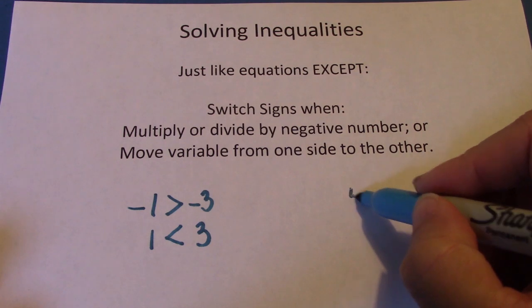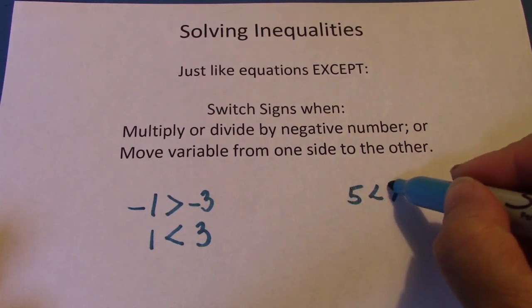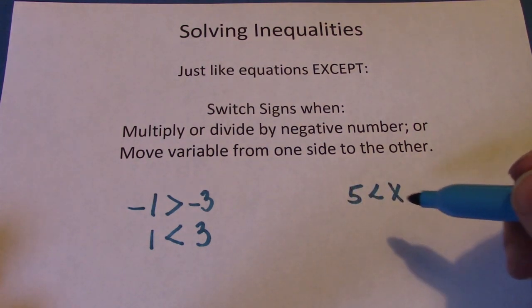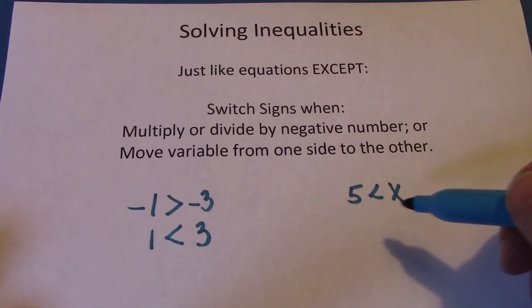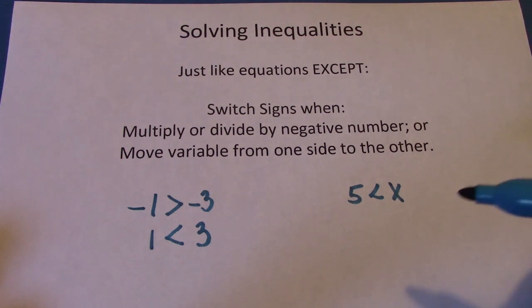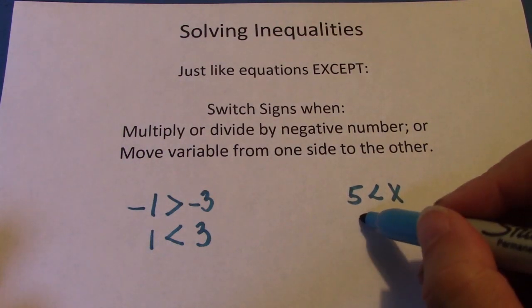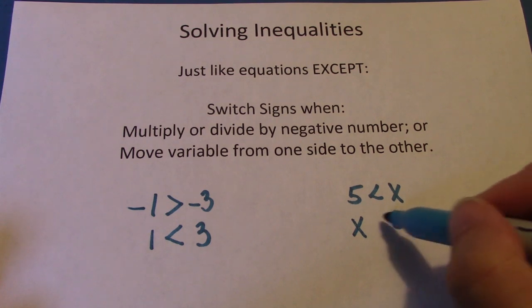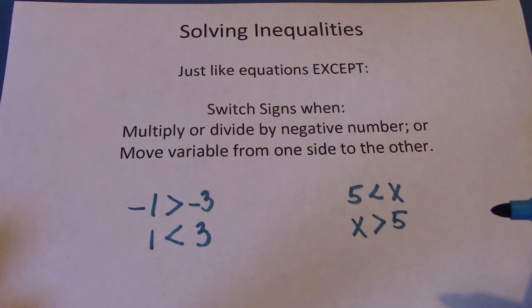So think of this. 5 is less than x. That means that there's some number where 5 is less than that. So the x's could be 6, 7, 8, 9, 10, right? 5 is less than those. Well, if we switch this around, we have to say that x is greater than 5 in order to be the same thing. Greater than 5, like 6, 7, 8, 9, 10.